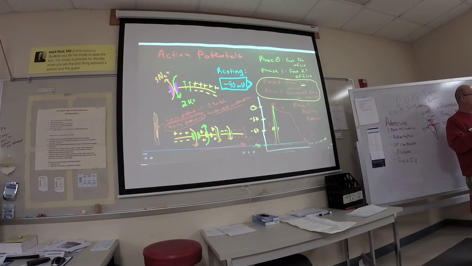We wouldn't have what? Yeah, right. We wouldn't have a contraction. We wouldn't have a heartbeat. Okay, so we don't block all the channels, block some of them. So if we block some of the channels, then we're going to decrease contraction, correct? Which would decrease what? Cardiac output.